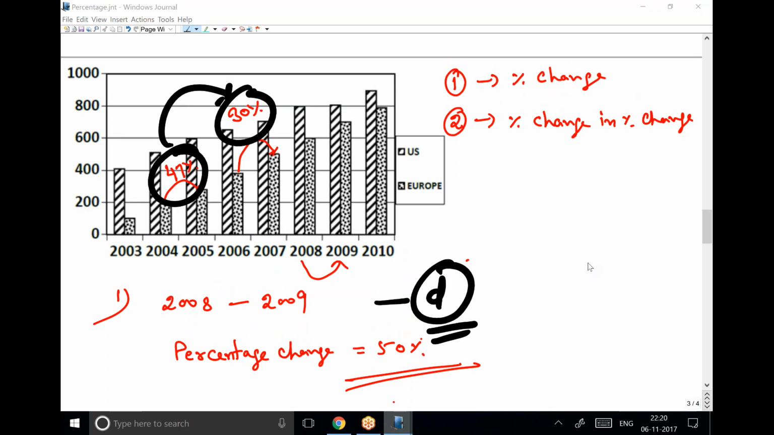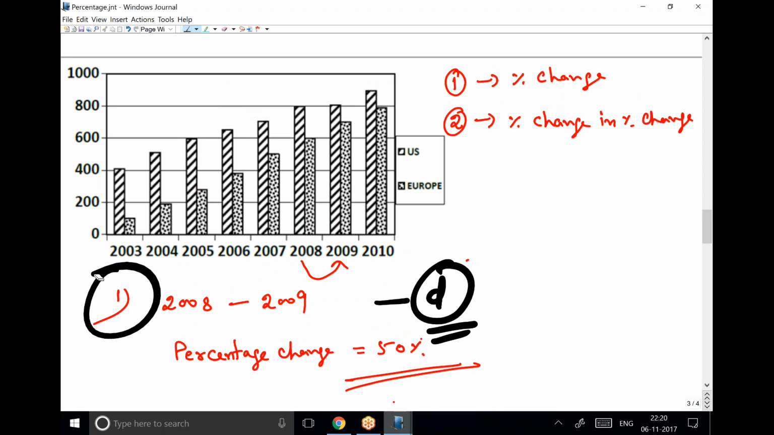So here you can see question number 1 was based upon only the gap. The first question is based upon the gap, when the gap of 1 became half. So the question is based upon only percentage change. This is the maximum percentage change happening, when 1 becomes half, a 50 percent change. The right answer is 1.